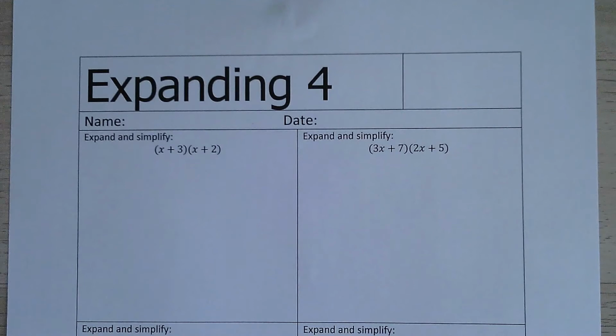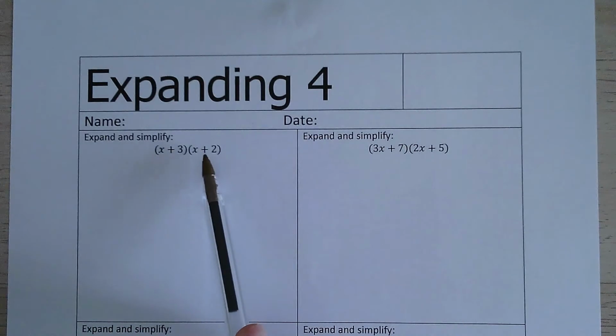Today we're looking at expanding double brackets. We have previously looked at expanding brackets where we've had a plus or a minus between the two brackets. But today, notice we have no operation between the two brackets. This means we are multiplying the first bracket by the second bracket.